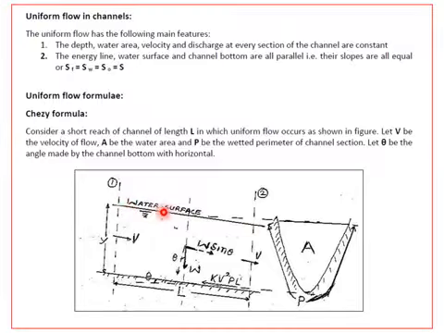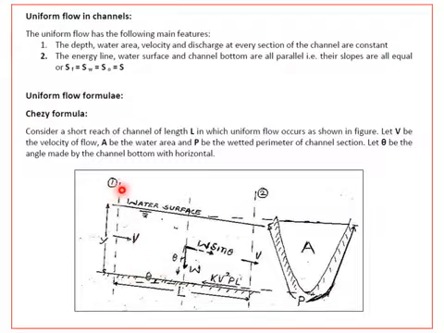So in this case, because the depth of flow remains constant, the water surface is parallel to the channel bottom. That shows that the energy line, which is drawn at V square by 2g above the hydraulic gradient line, as well as the water surface or hydraulic gradient line and the channel bottom are all parallel to each other. That means the slopes are all equal.